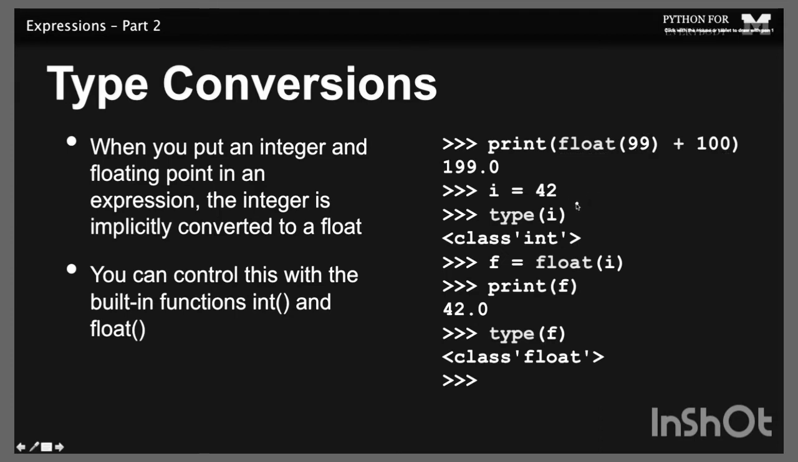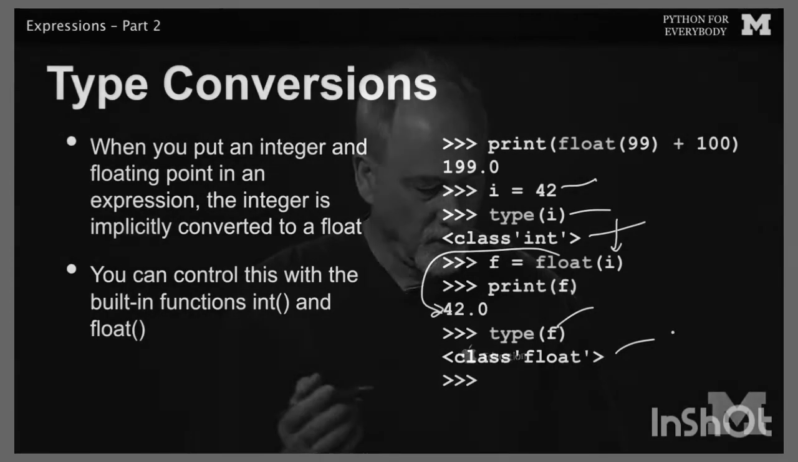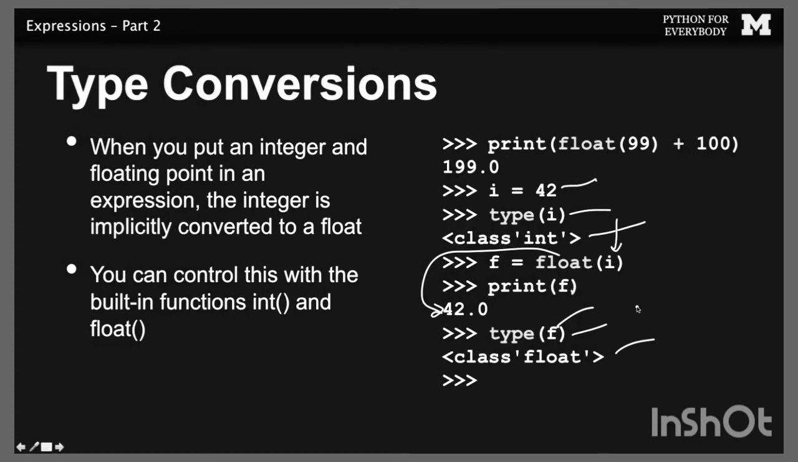If we look at I is 42, we ask what type it is. Well, that I is an integer. We can take a variable and pass it into the float function and get back 42.0. That 42.0 comes back, and we say, what kind of thing is in F? Well, F is a float, right? So you can see how we're manipulating the type of things and controlling it. And anytime we get a little confused, we use the type function and say, hey, what's going on here?